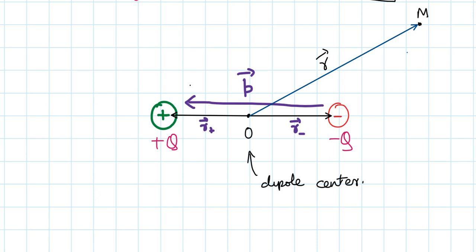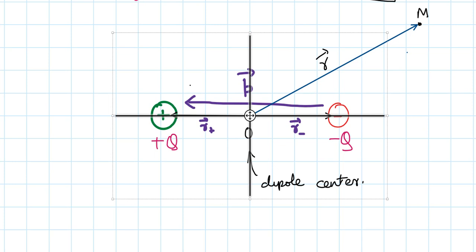For the sake of convenience, this new coordinate system is more suitable, and if we draw a Cartesian coordinate system with respect to this origin, we can have the minus q charge at some point A in the I cap direction, and the plus q at exactly the same distance A, but now in the minus I cap direction.